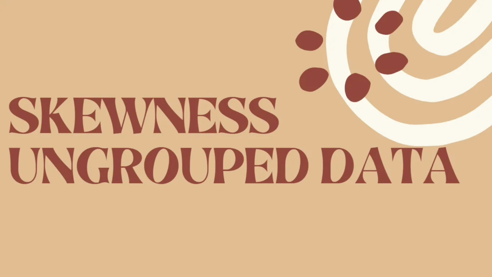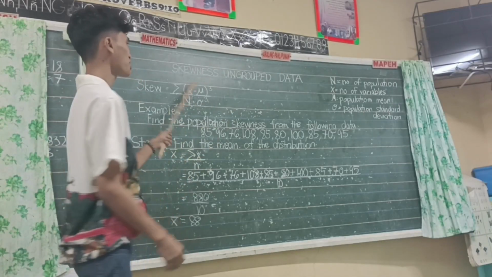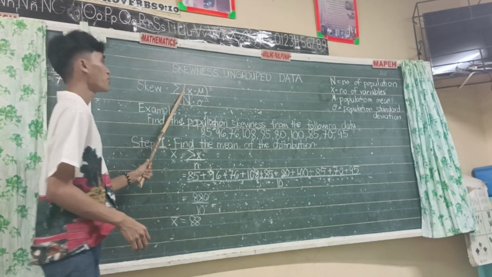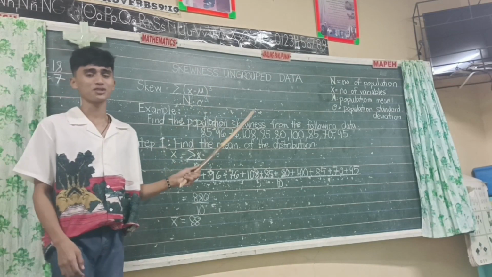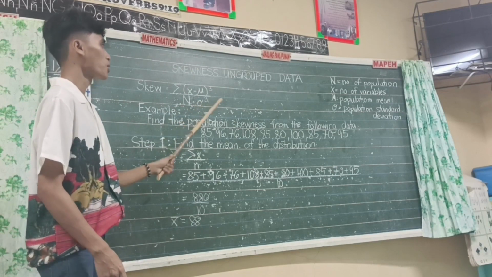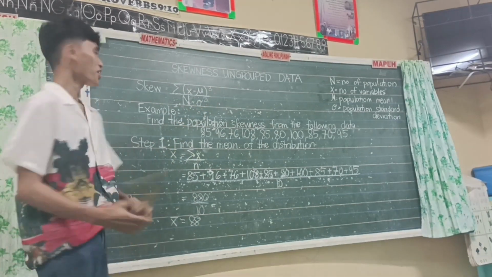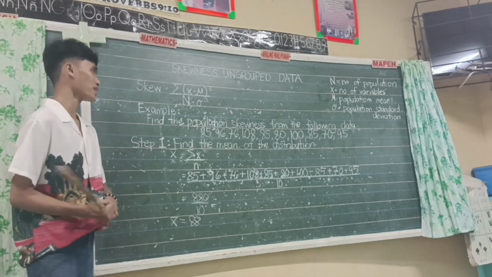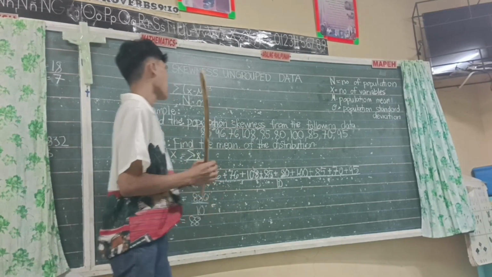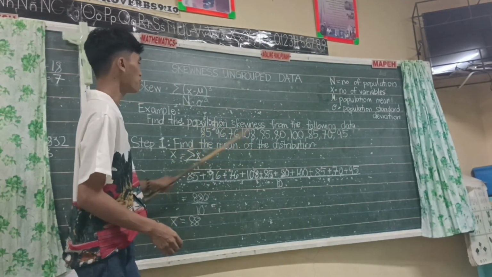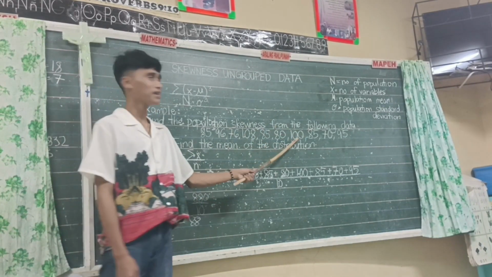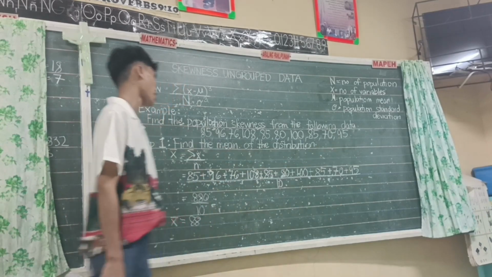Skewness of ungrouped data. The skewness and group data. So the formula of skewness is the summation of the cube of the number of variables minus the population mean, over the cube of the number of population times the population standard deviation. So here is an example. Find the population skewness from the following data. The variables are 85, 96, 76, 108, 85, 80, 100, 85, 70, and 95.